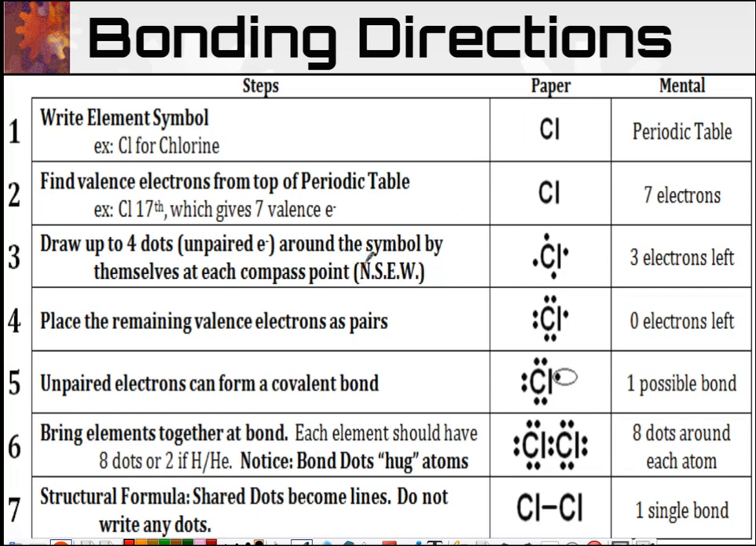You do your 4 unpaired first, north, south, east, west. So 1, 2, 3, 4. Then the remaining electrons become paired. I have 3 left in my head. Now I have 0 left.